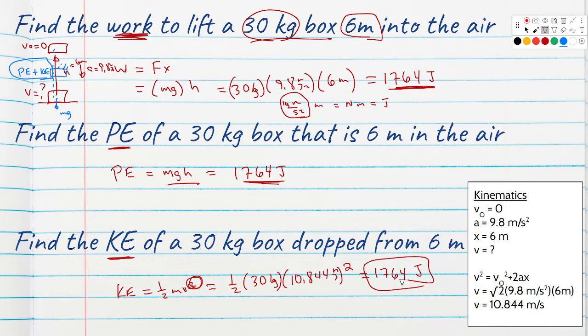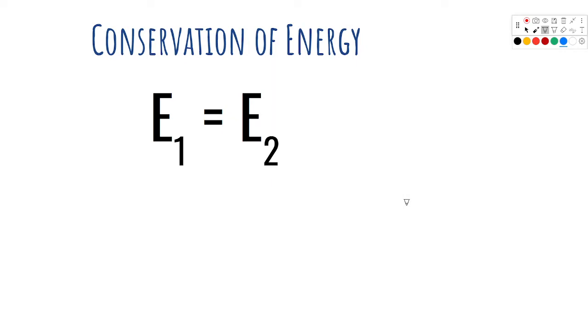You can pick any point along the path that you want. It's still that same amount of energy, because where am I going to get more from? Where am I going to lose it to? This is a big idea in physics, and it's what we call the conservation of energy. The energy at point 1 has got to equal the energy at point 2.